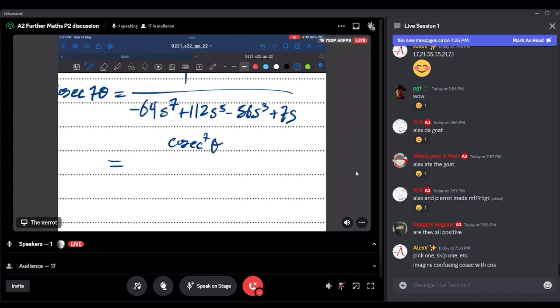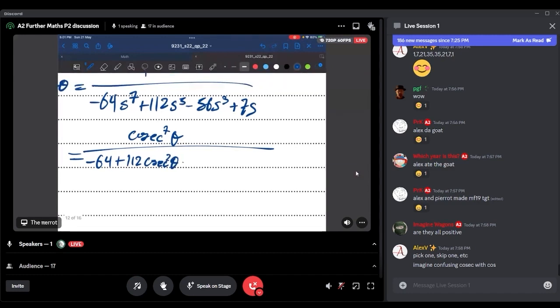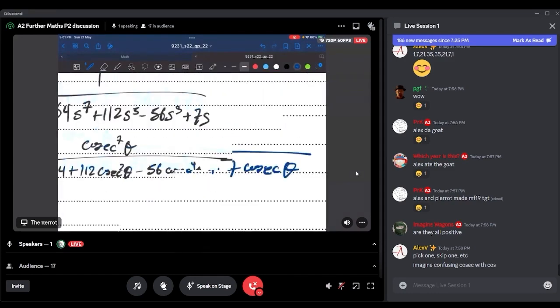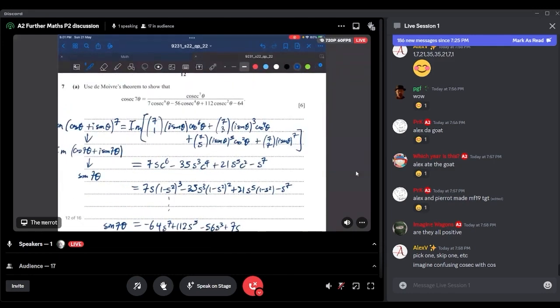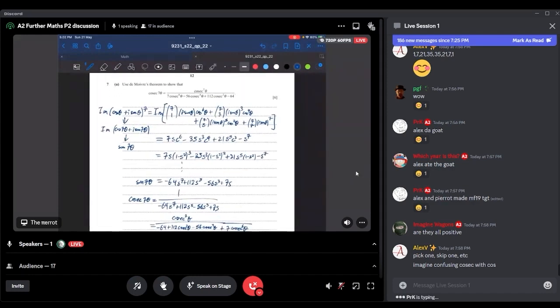It will be just minus 64 plus 112 cosecant squared minus 56 cosecant power 4 theta, and then a longer one, 7 cosecant theta power 6. Yeah, it's correct. And that's how you do it.